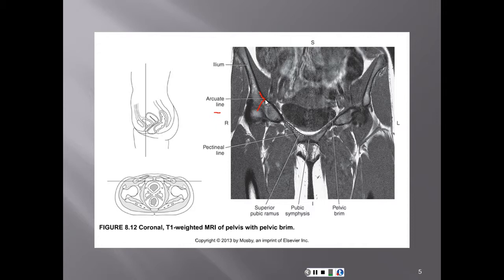So the concave anterior surface of the ala is termed the iliac fossa, which is separated from the body by the arcuate line. This arch-shaped line, which is located on the anterior surface of the ilium, forms part of the pelvic brim.